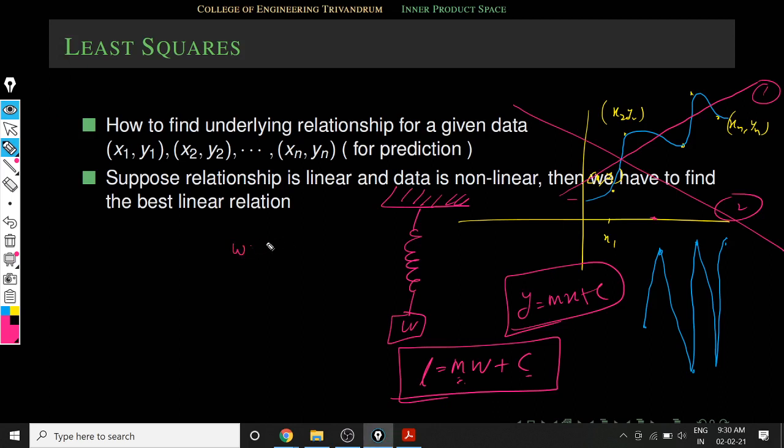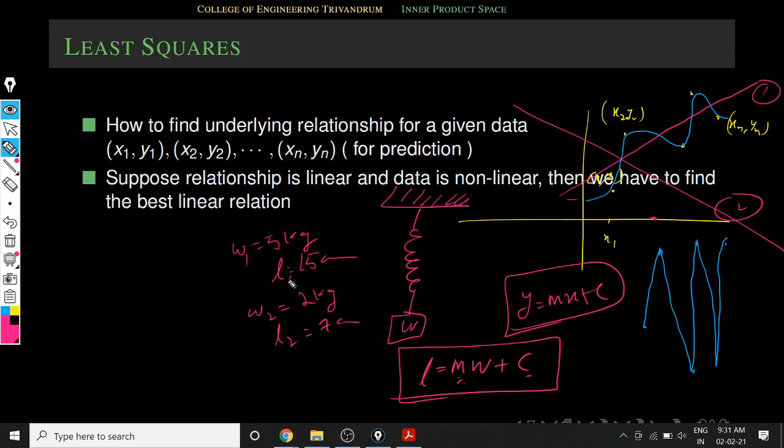For example, we substitute W is equal to some 5 kg. Then we get the corresponding L. Suppose L is some 15 centimeter. Next we substitute another weight, W2 is equal to some 2 kg. Then we get L2 as some 7 centimeter. Then we have two equations. That's right, that is what I meant.